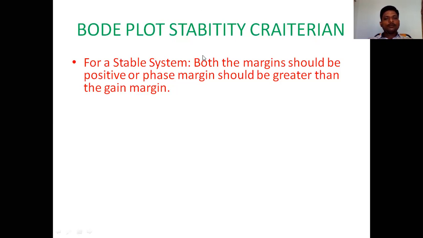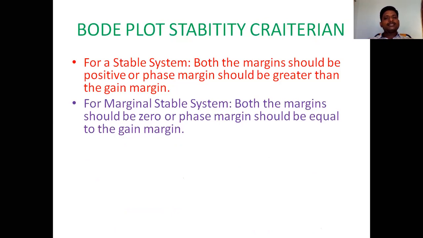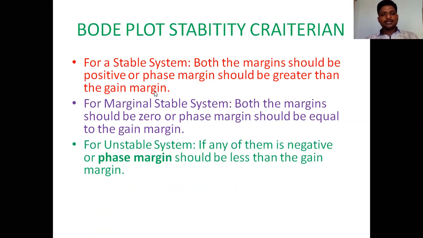After drawing the Bode plot, by just looking into the Bode plot, we can say whether the system is stable or unstable. Next, the second point is, for a marginally stable system, both margins, gain margin and phase margin, should be 0, or you can say phase margin should be equal to the gain margin. If you are getting equal phase margin and equal gain margin, then you can say it is a marginally stable system, or critically stable system.